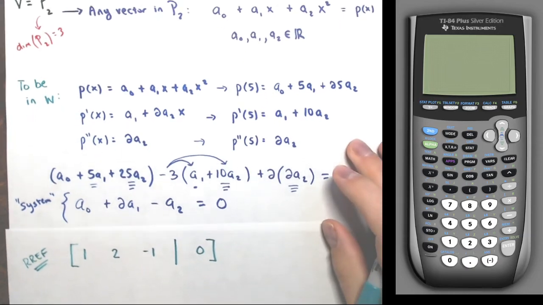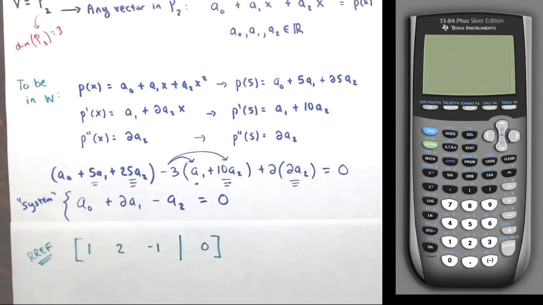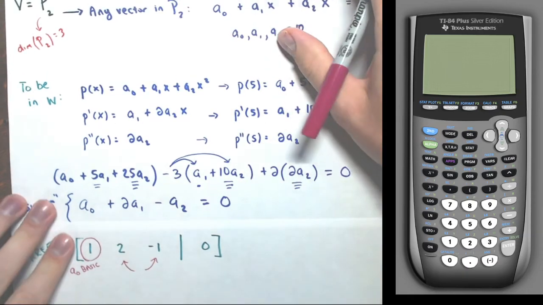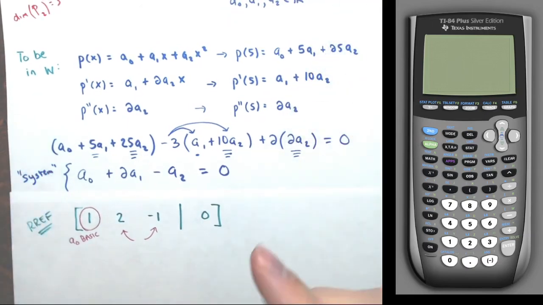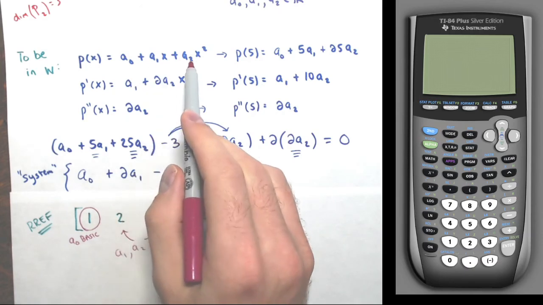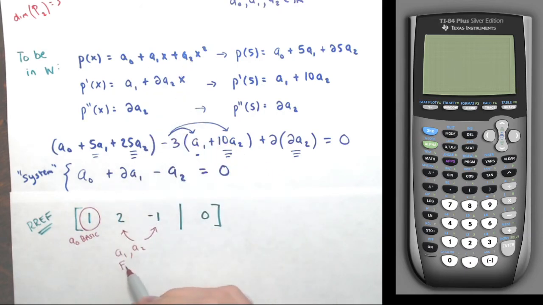Alright. It's very silly. But just looking at it the way I've been doing. The first column has that leading 1 in there, so that's a pivot column. So a0 is basic. And then these other two columns, again, just for the coefficient matrix, are not pivot columns, right? They don't have that leading 1. So a1 and a2, the coefficients of x and x squared, are free.